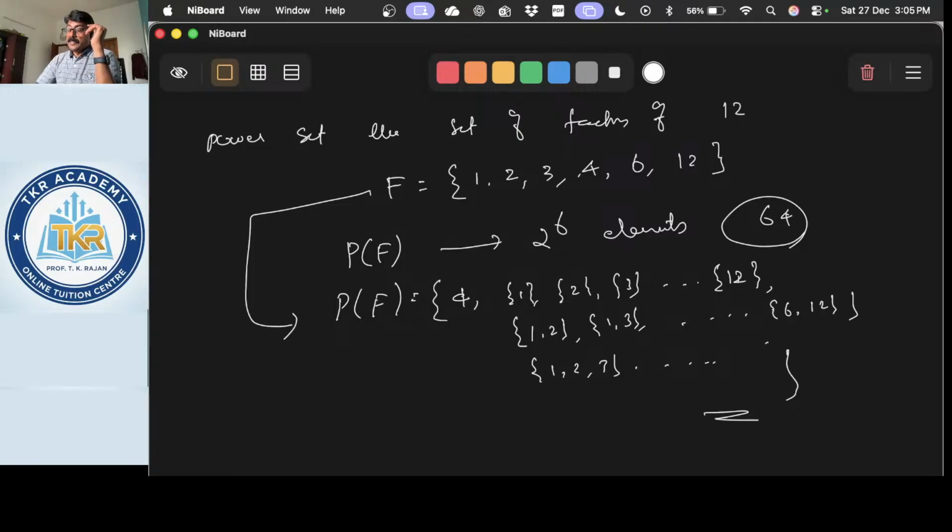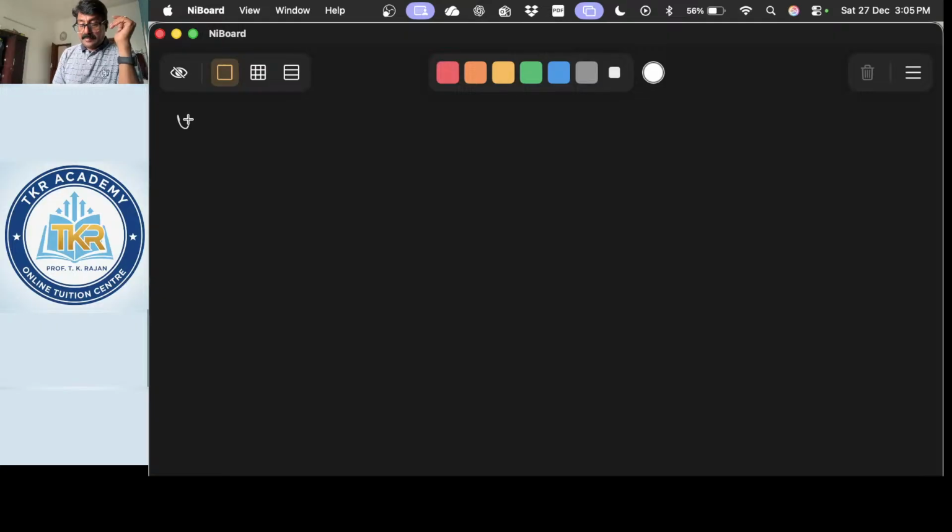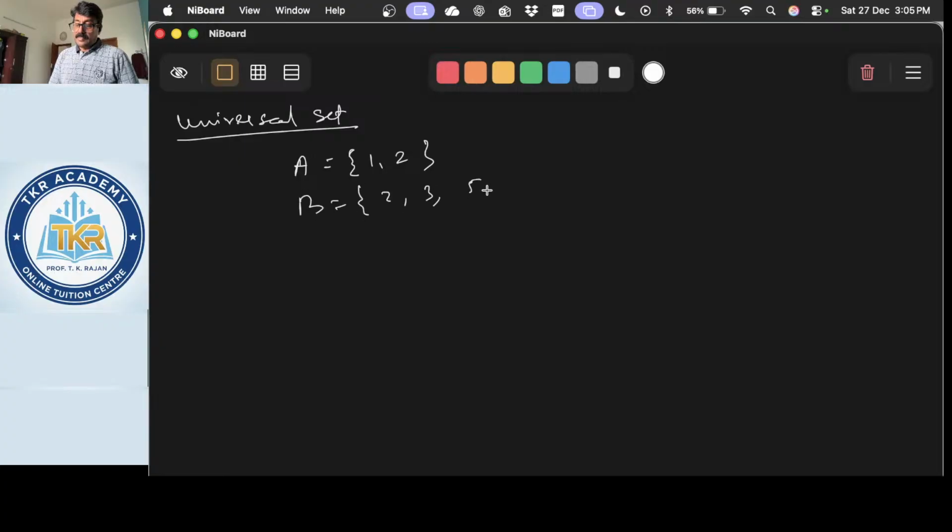Now, what is a universal set? A universal set is a set of all sets under consideration. Suppose in a special context we have 3 sets A, B, C. A is equal to {1, 2}, B is equal to {2, 3, 5, 7}, C is equal to {1, 3, 5}. So these are the sets at present we have in our hand.